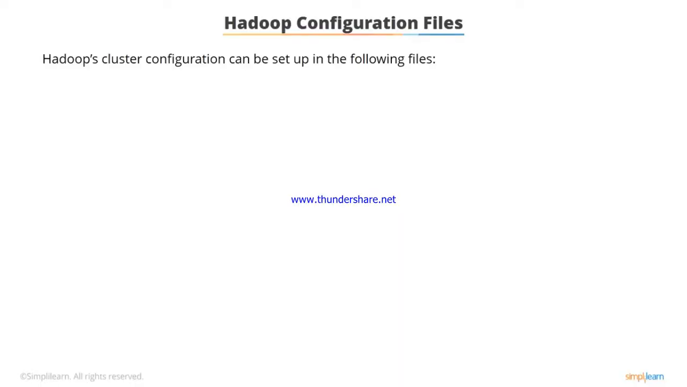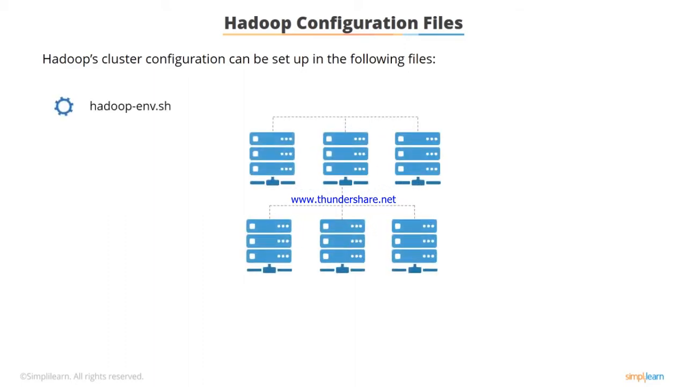In order for Hadoop to run in a selected mode on a cluster, it is important to accurately specify the configuration parameters. Hadoop's cluster configuration can be set up in the following files. hadoop-env.sh contains important environment variables required for Hadoop to run. core-site.xml is a file that contains configuration settings for the Hadoop core, such as I/O settings common to HDFS, MapReduce, and YARN, the HDFS path, the name node location, and so on.